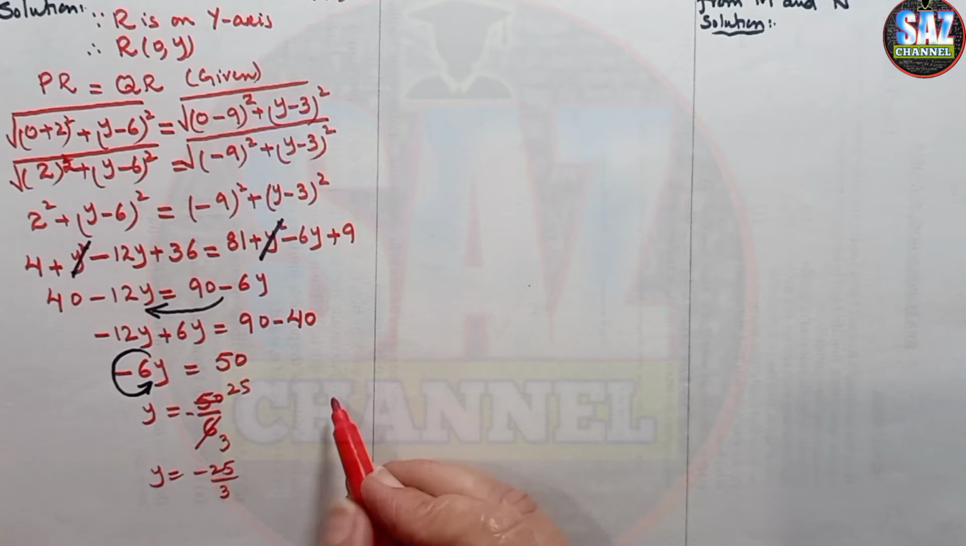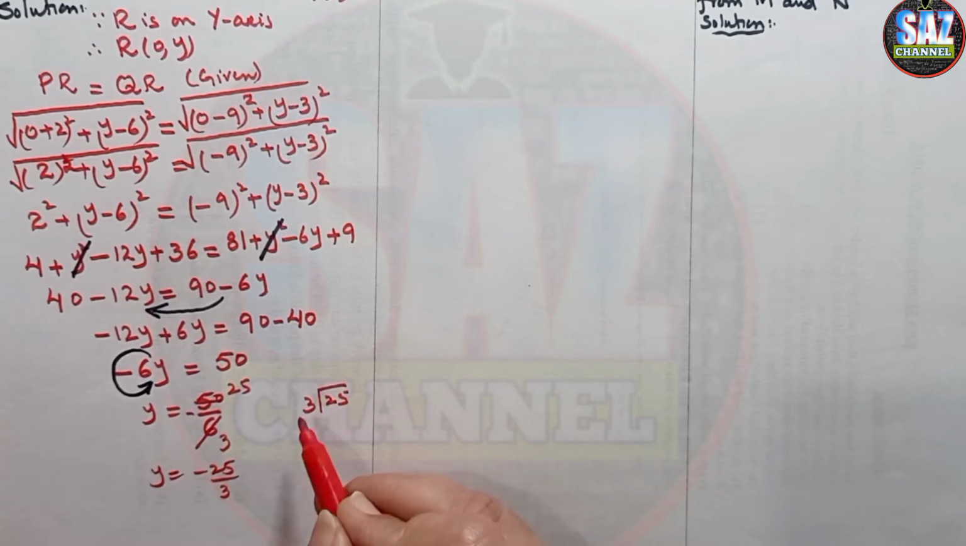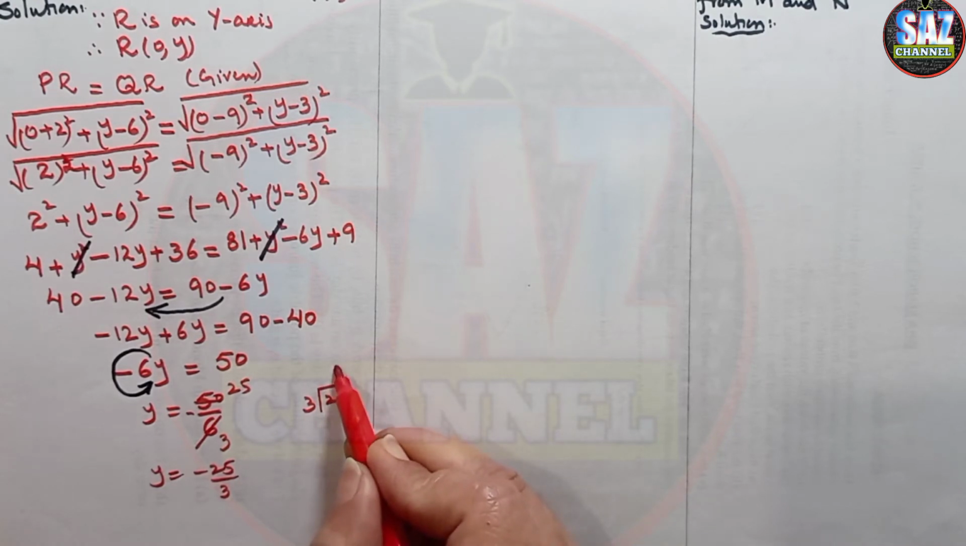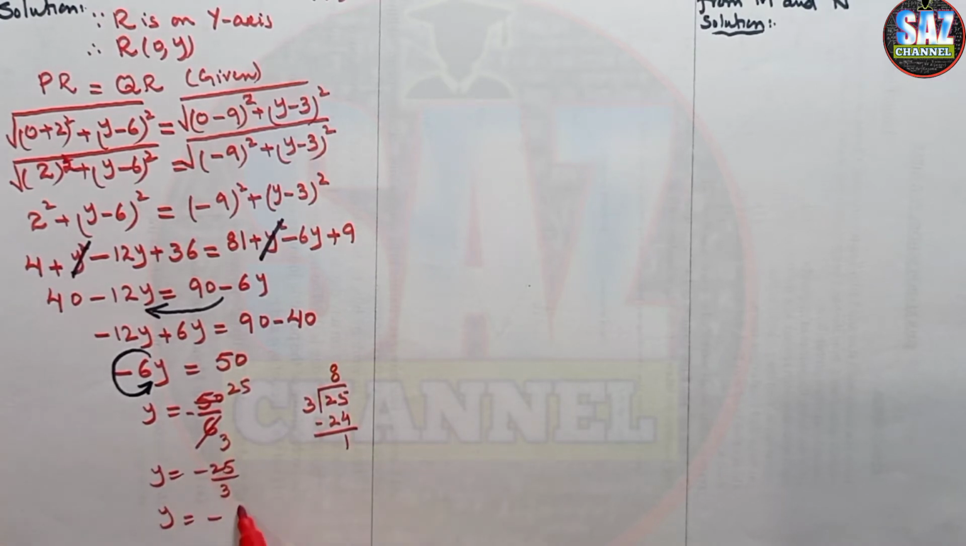And please do not forget that whenever numerator is larger than denominator, we have to give the answer either in mixed number or in decimals. 3 8s are 24, and this is 1, and y equals to minus 8 whole 1 by 3.